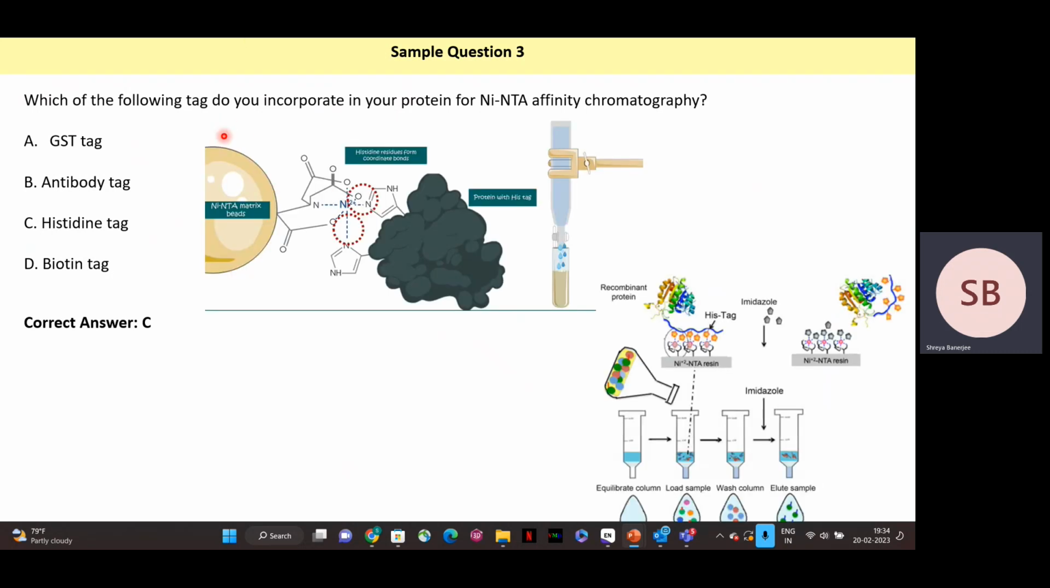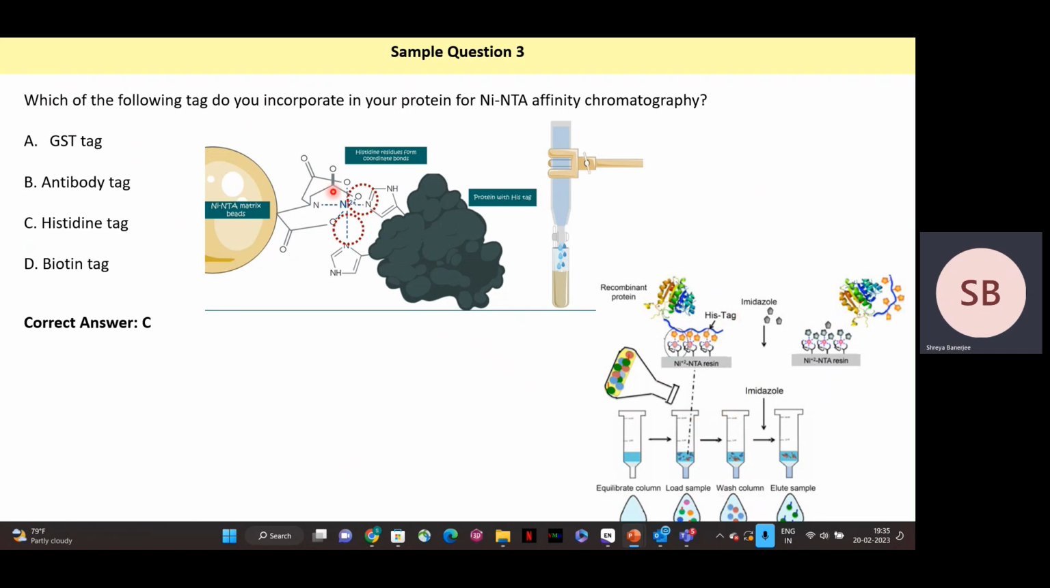So if we recap the method of nickel affinity chromatography, in the column there are certain beads which have this nickel coordinate complex. And when the protein is tagged with a histidine tag, it can bind to the nickel, forming coordinate bonds. So then what will happen is that if you have a protein with the histidine tag, that will selectively get stuck in the column and the other proteins will be eluted out.